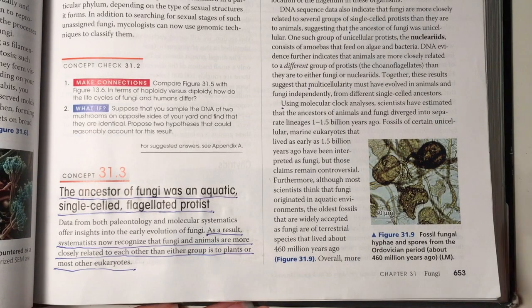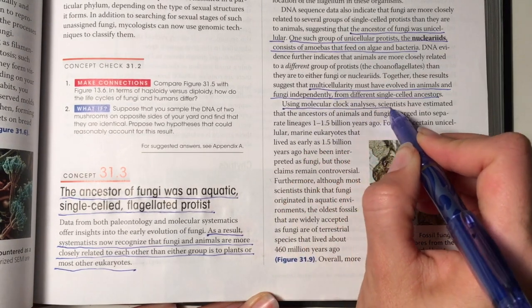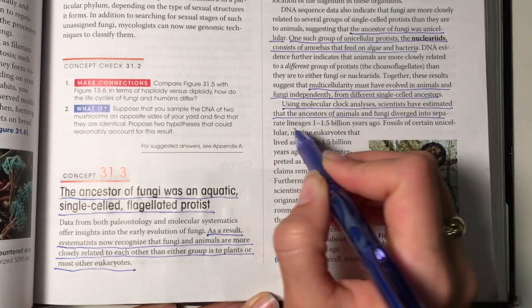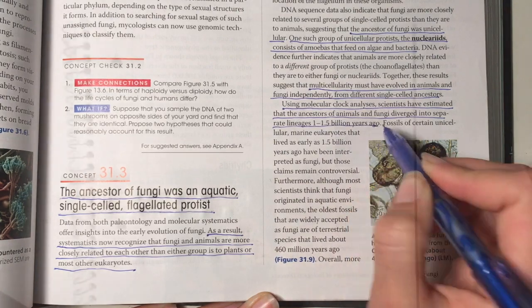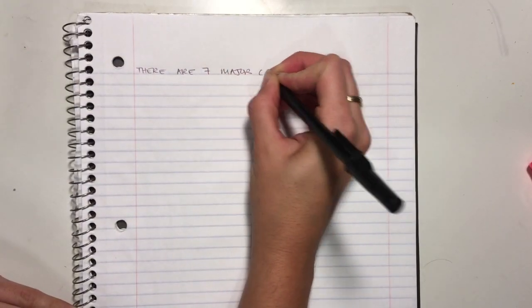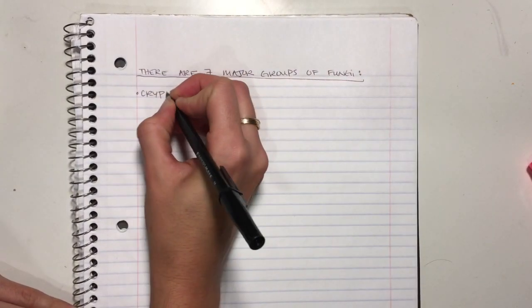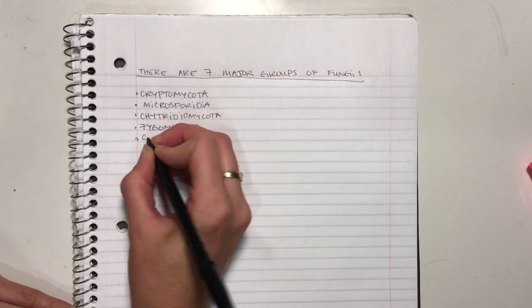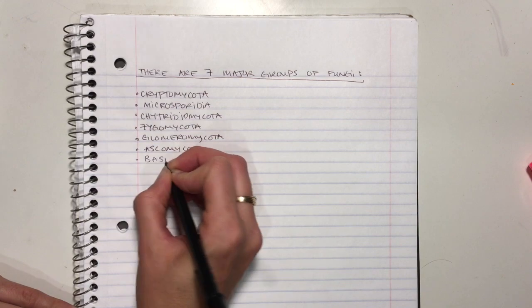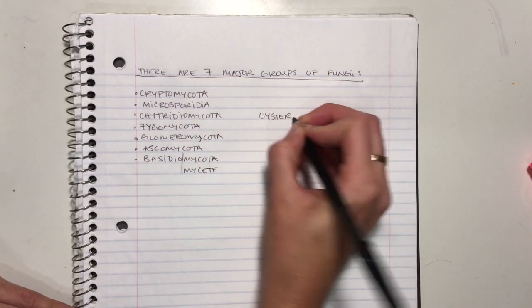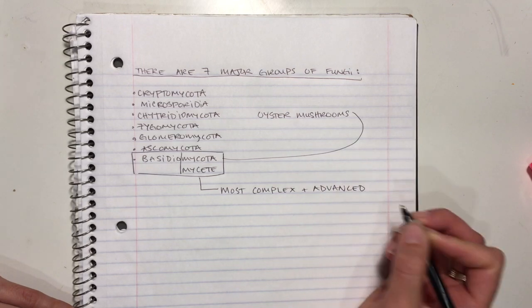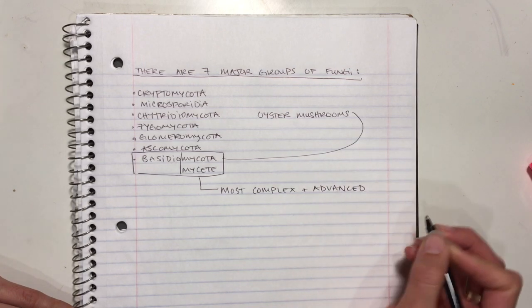or most other eukaryotes. Using molecular clock analysis, scientists have estimated that the ancestors of animals and fungi diverged into separate lineages between 1 and 1.5 billion years ago. There are 7 major groups of fungi: Cryptomycota, Microsporidia, Chytridiomycota, Zygomycota, Glomeromycota, Ascomycota, and Basidiomycota. Oyster mushrooms belong to the phylum Basidiomycota, which is the most complex and evolutionarily advanced of the fungi groups.